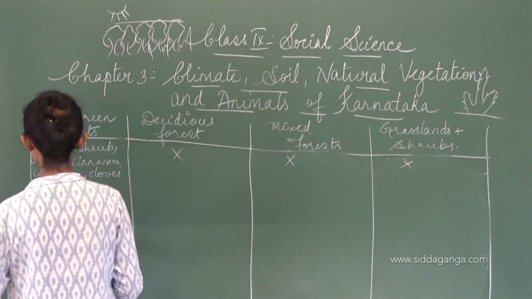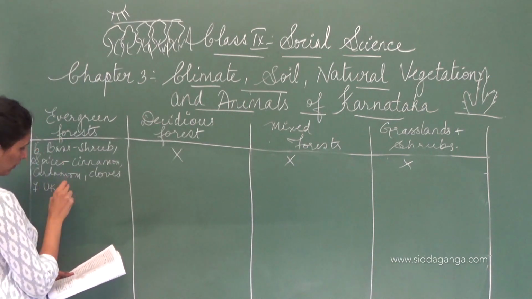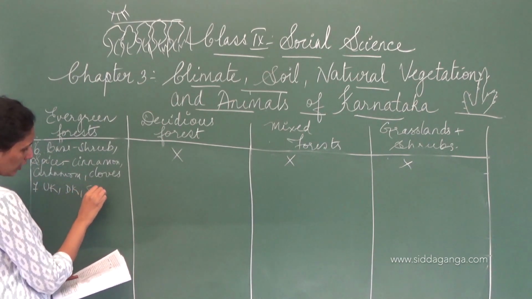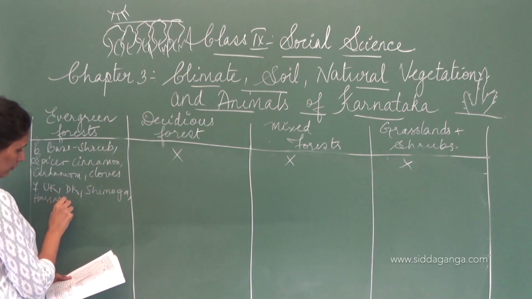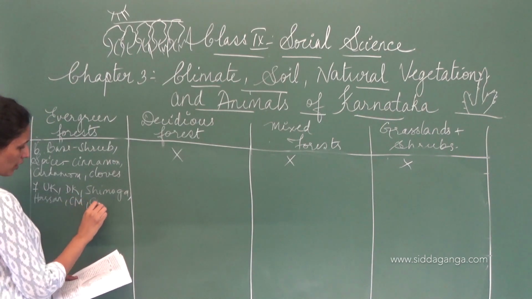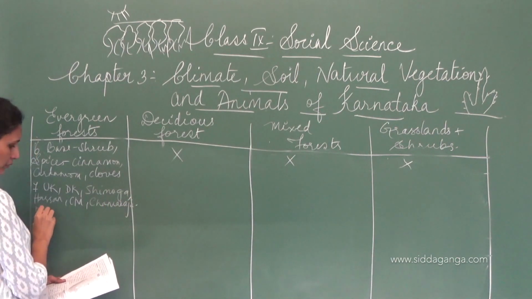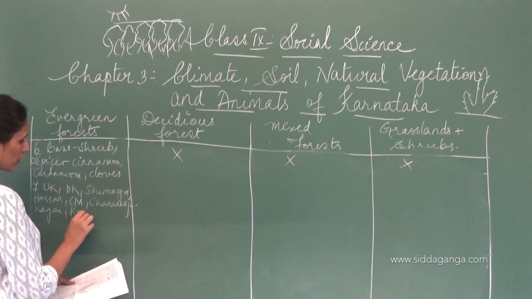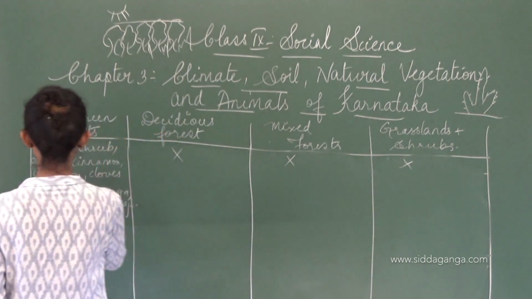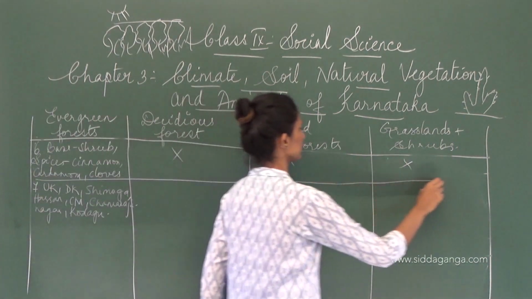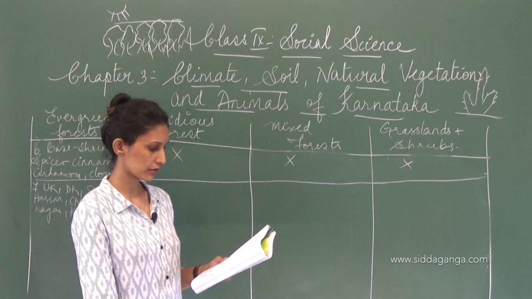Where can you find these? The seventh point. You can find this in Uttara Kannada, Dakshina Kannada, Shimoga, Hassan, Chikmagalur, Chamarajanagar, and Kodagu districts. So this is where you can find that. That constitutes the seventh point under evergreen forest.